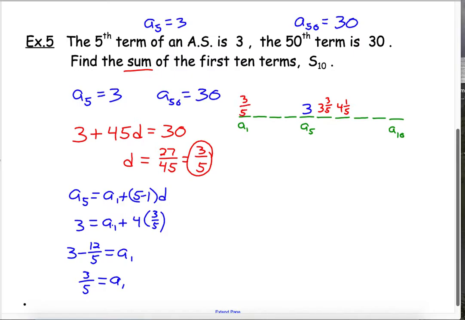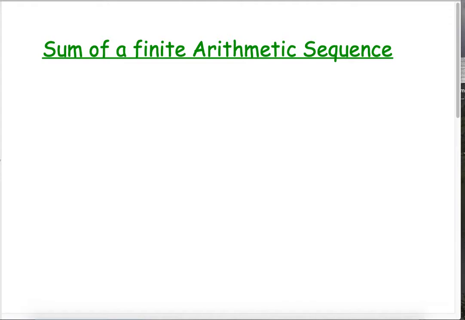So the first term is 3/5. And then we can just keep adding as we go. So I guess we could punch it out by hand, do a little crunching, but let's try and figure out a formula to get a series. Alright, the sum of a finite arithmetic sequence. So let's call this sum S sub n. It's going to equal the first term plus the second term plus the third term plus the fourth term, all the way out, all the way to the nth term.